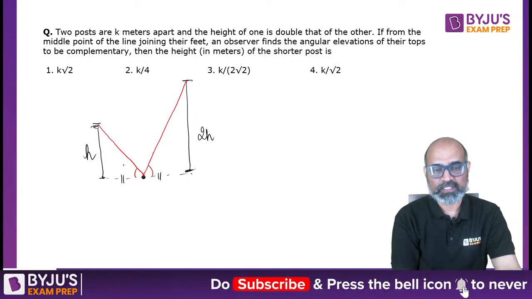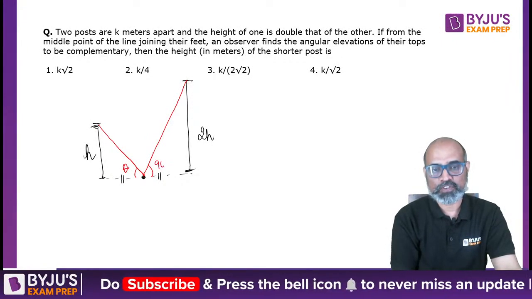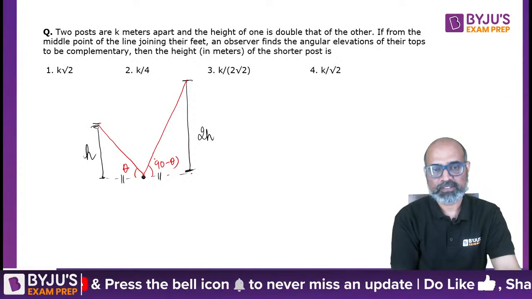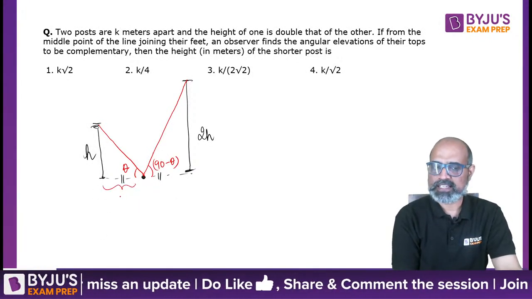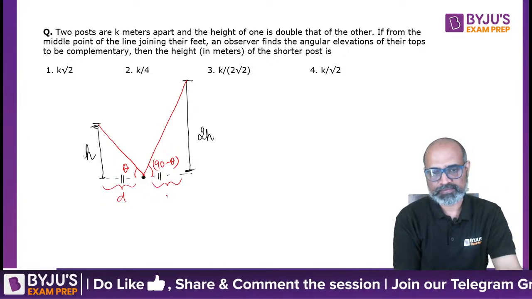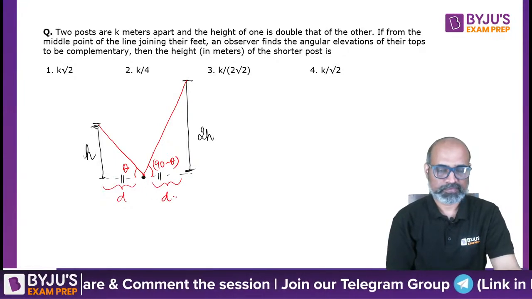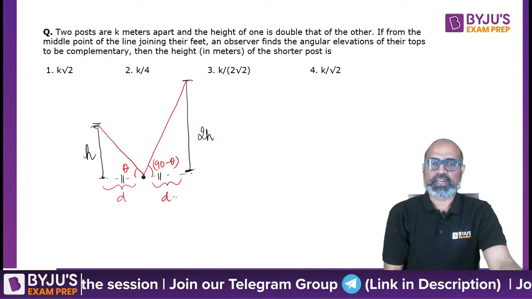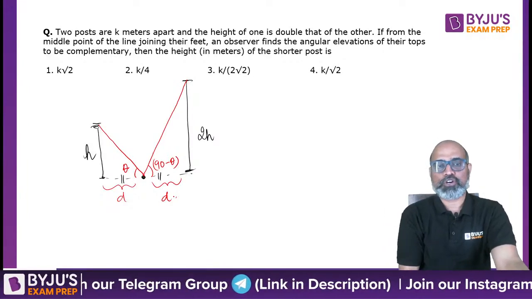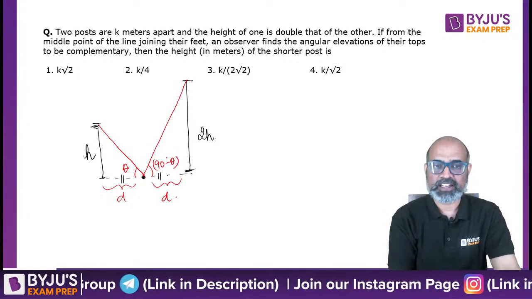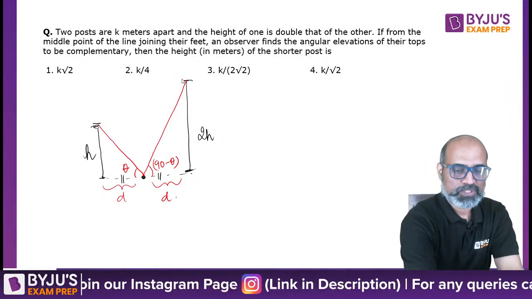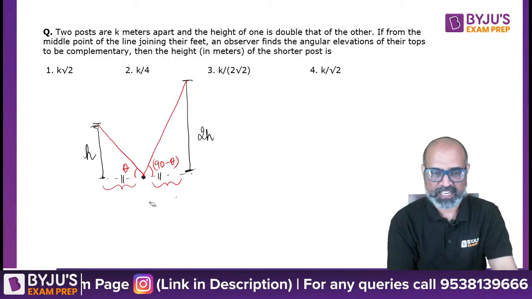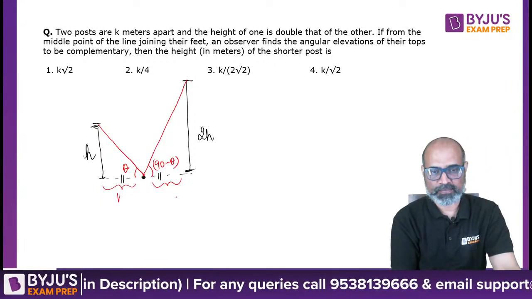So let's do one thing. Let's take this as theta. So this one will become 90 minus theta. Let's say these two distances are the same. So D and D. Right? Okay. So we have to find the height of the shorter post. They are given that they are k meters apart, so let's take k by 2 only.